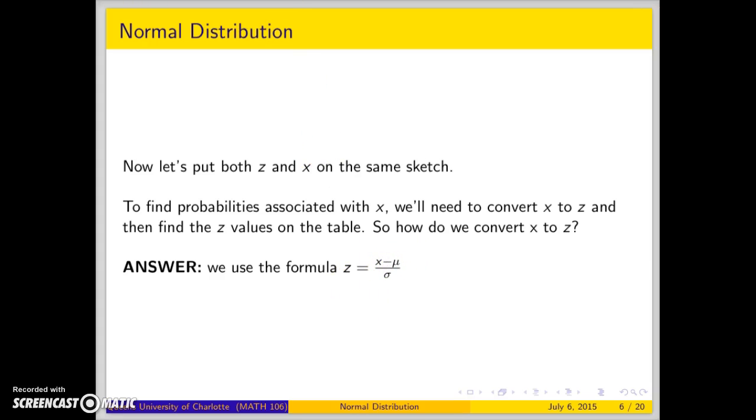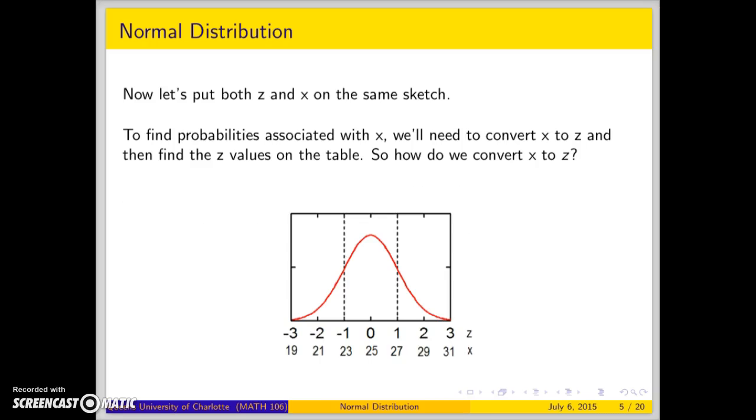You can try some of these on this previous example to convince yourself that it works. So suppose we wanted to convert 27 into z. Well, 27 would be x in this case, and our mean we found to be 25. So 27 minus 25 equals 2, and we would divide by the standard deviation, which is 2. So we have 2 over 2, which is 1. So an x of 27 is equivalent to a z of 1.